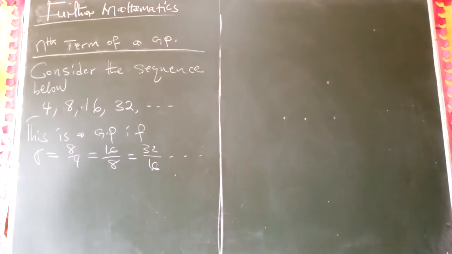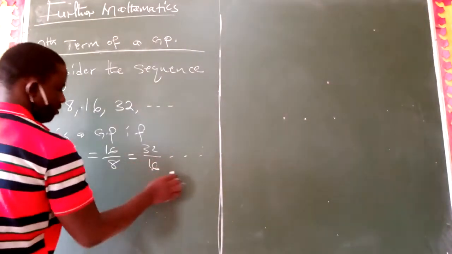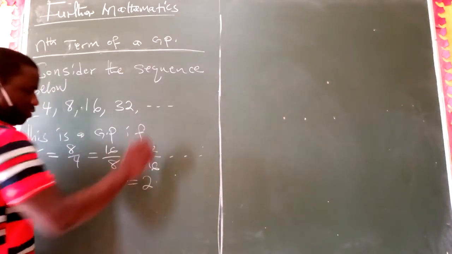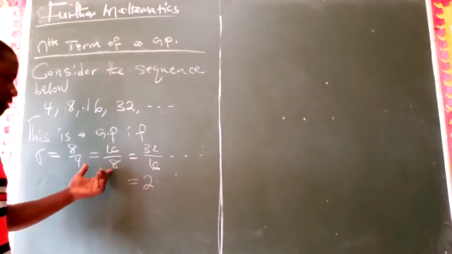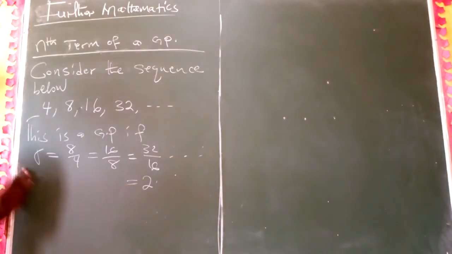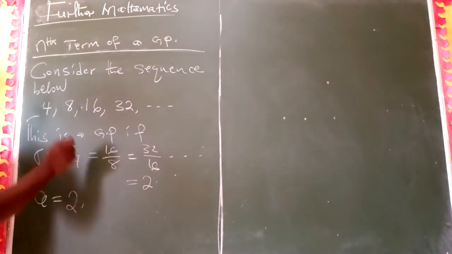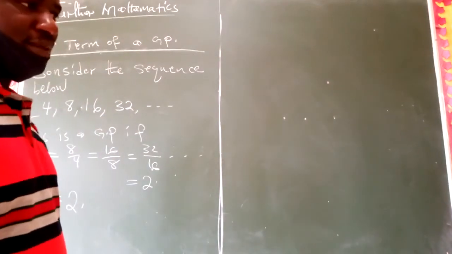That is it. So in this, 8 over 4 is 2, 16 over 8 is 2, 32 over 16 is 2. This is always going to give you 2. So in this, again, a, which is used to denote the first term, is equal to 4. So now we have established that this is a GP.